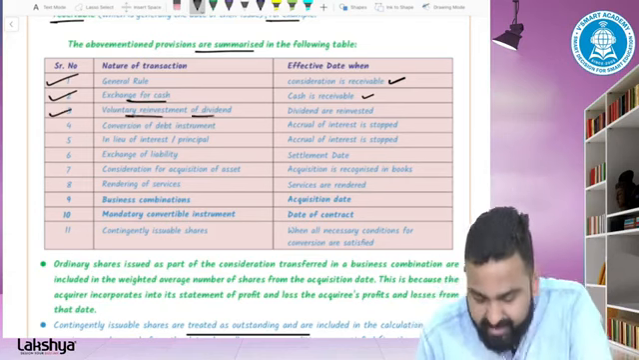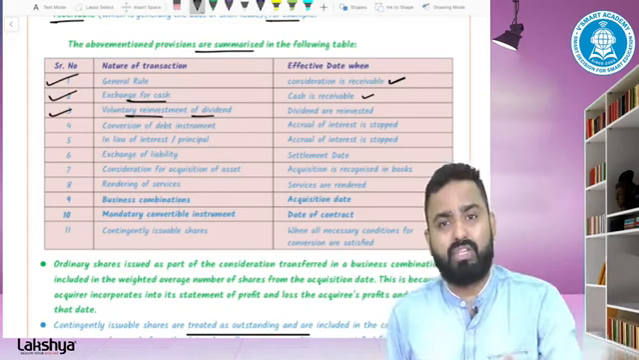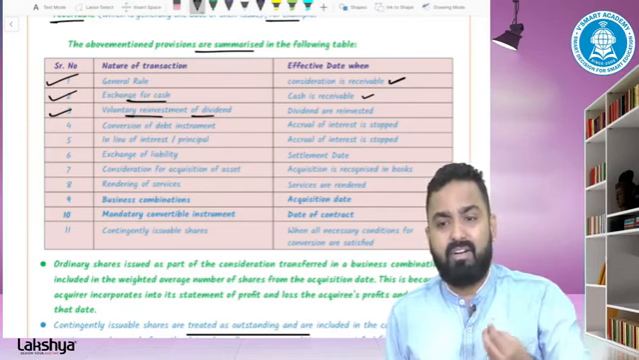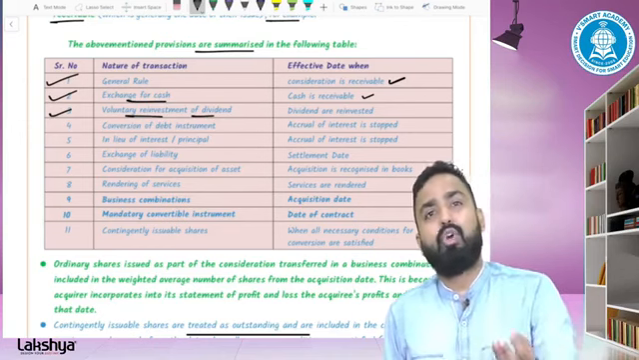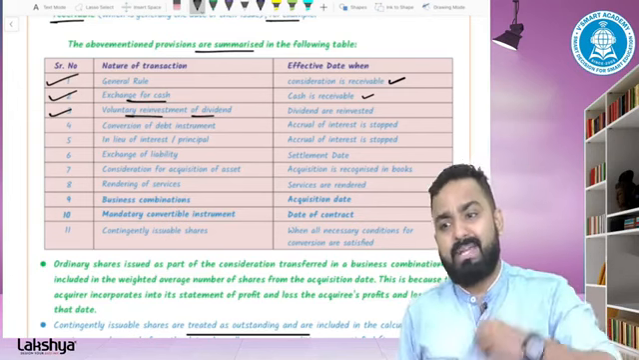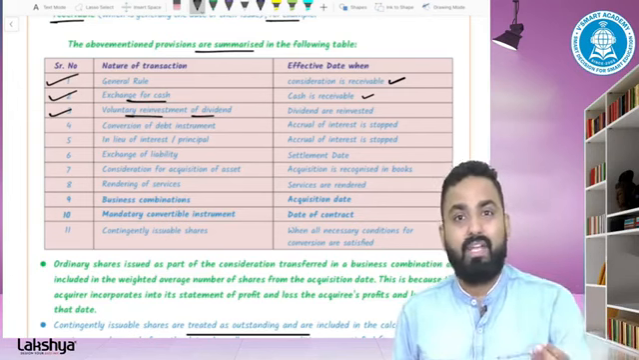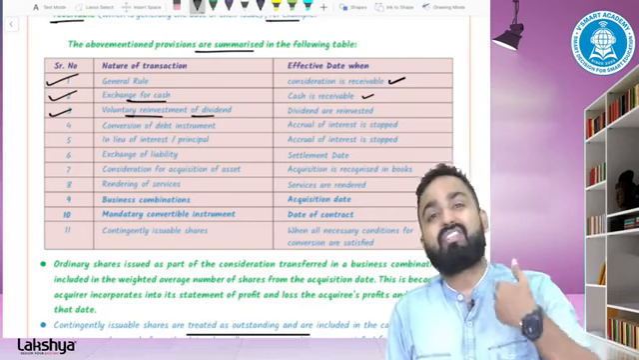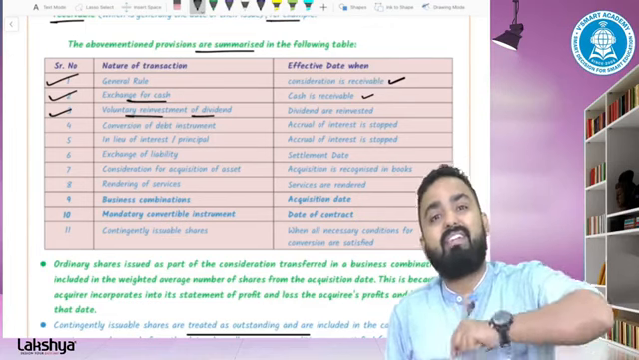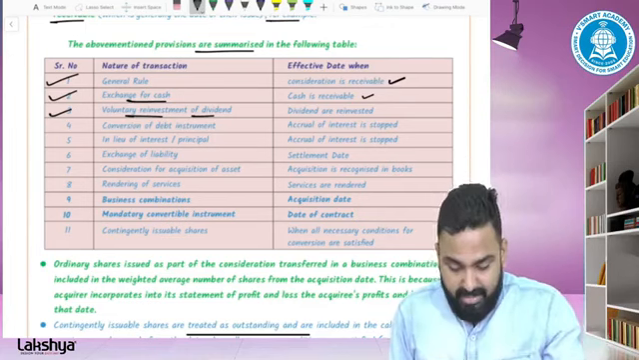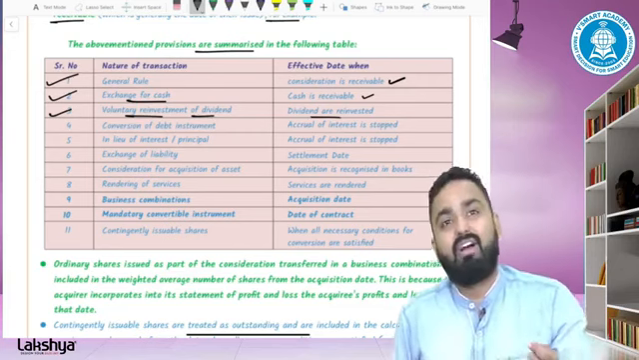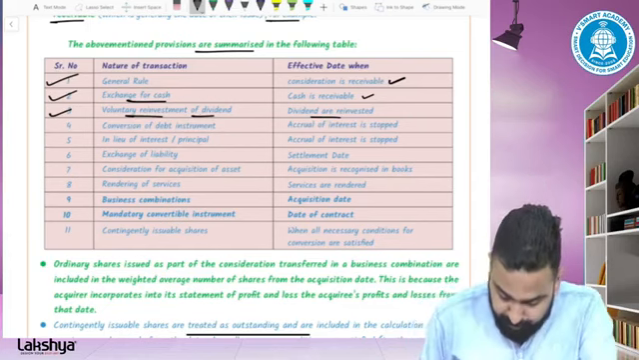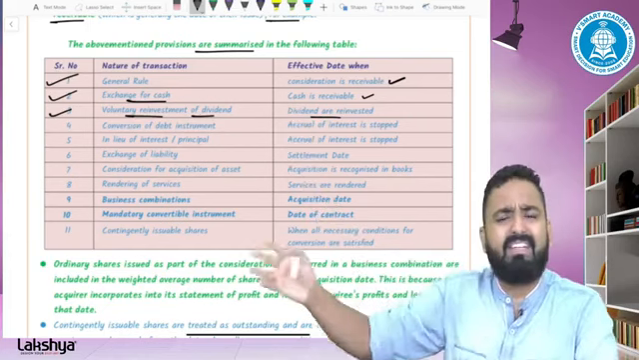Voluntary reinvestment of dividend. Sometimes there's a situation where you opt not to take any dividend from the company. The same dividend will be reinvested in the form of shares. That means the same dividend will be reinvested and you will get extra shares. So the date when the dividend is reinvested, you take the new shares from that date. So these are the different issues.